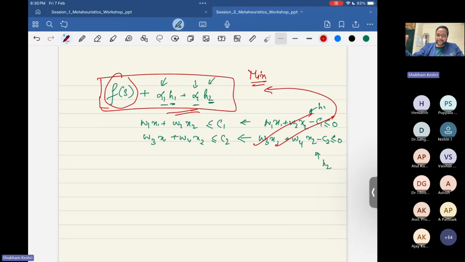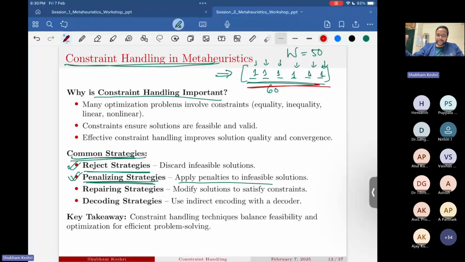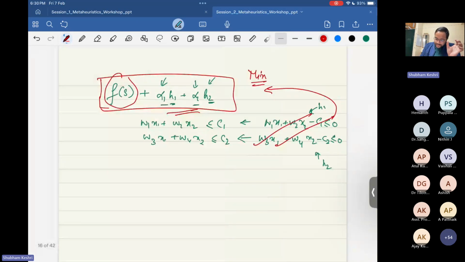For the knapsack problem, we will remove the capacity constraint. All solutions work, but the objective function will not be the original objective function. I will have that plus a penalty of violation. If it violates by 1 unit, alpha times 1 will be the penalty. If it violates by 2 units, 2 units times alpha will be the penalty. If it violates by x units, x units times alpha is the penalty.